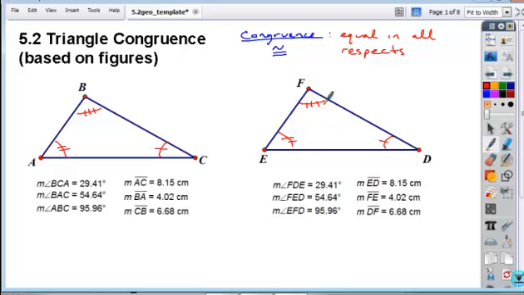And let's test the sides. The measure of length AC is 8. ED is the same length, so those are equal. FE is 4, so is BA. And finally CB is 6, so is DF. And so all of these pieces match up and are congruent. So if you know that all the corresponding pieces are congruent to each other, we can make the statement that these two triangles are congruent.